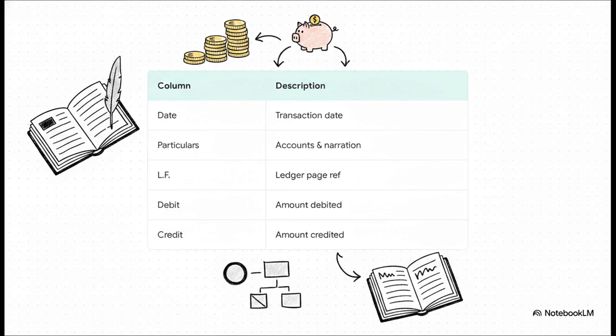Also, pay attention to the particulars section, because it requires a short explanation in brackets at the very end of the entry. We call this the narration, and it's basically just a brief, plain English summary of what just happened.